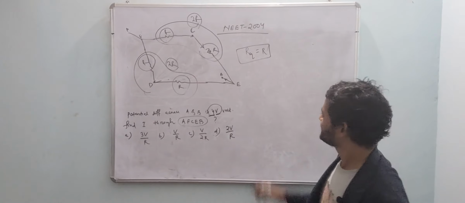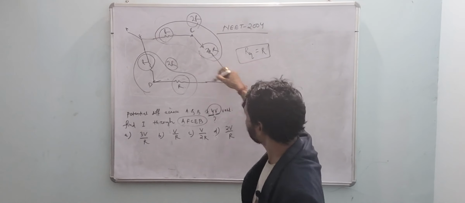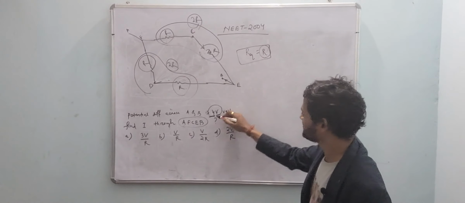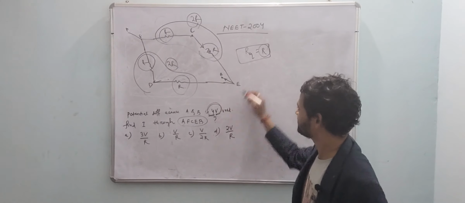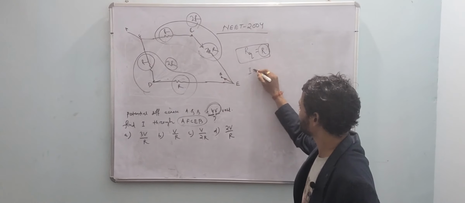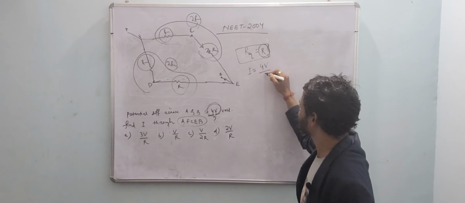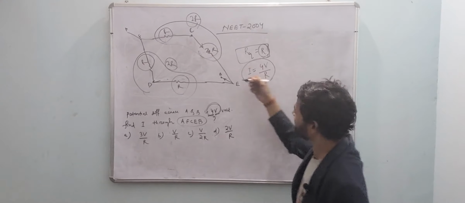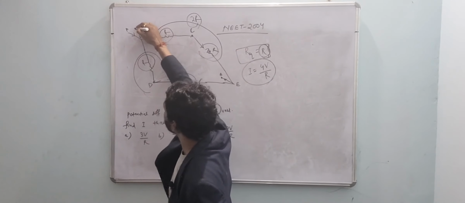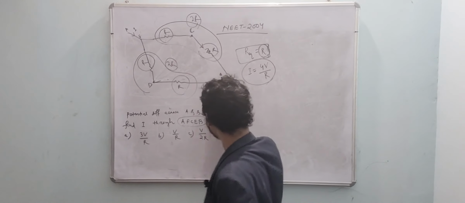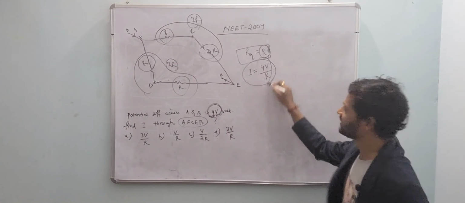Okay. So what is your supply? That means you are getting resistance across A and B is R, and voltage is given as 4 volt. What is the current? What is the formula for current? Voltage upon resistance. What is the voltage? 4V. What is the resistance? R. So that is your net current, or the supply current which is coming from the 4 volt source.